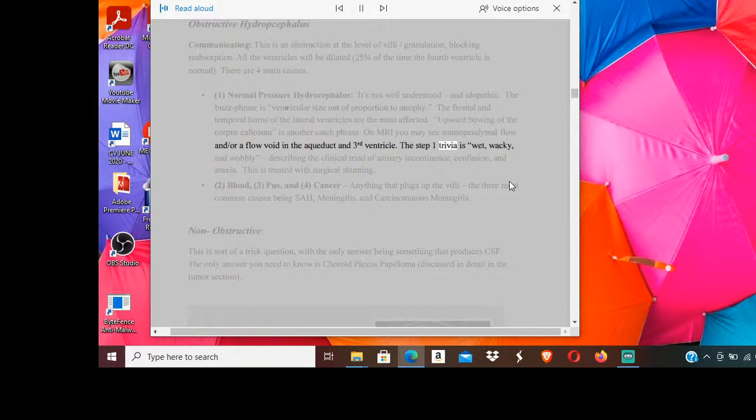The Step 1 trivia is wet, wacky, and wobbly, describing the clinical triad of urinary incontinence, confusion, and ataxia. This is treated with surgical shunting.